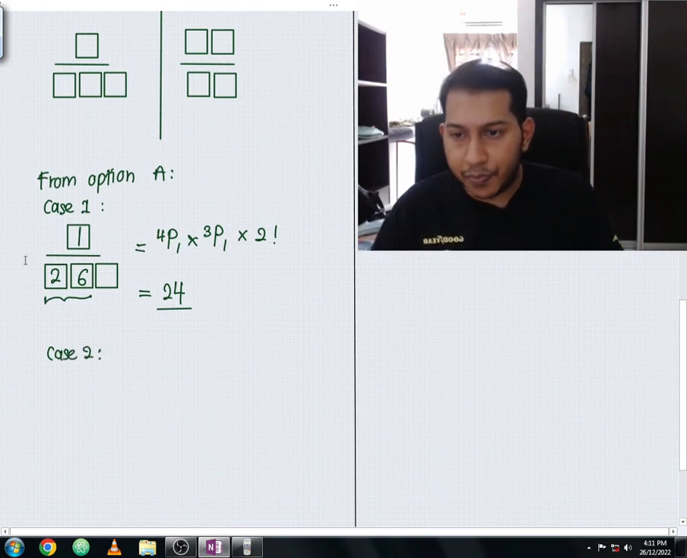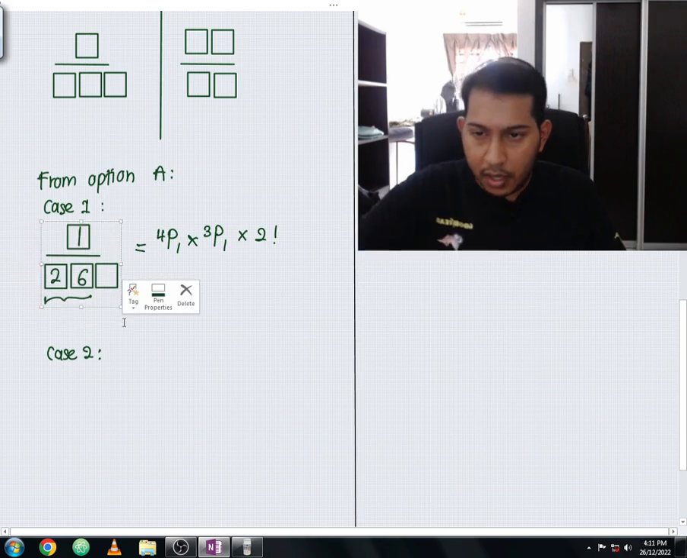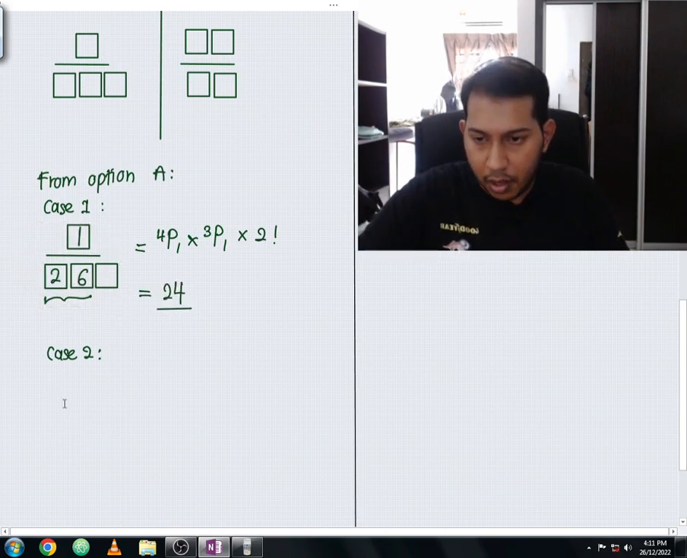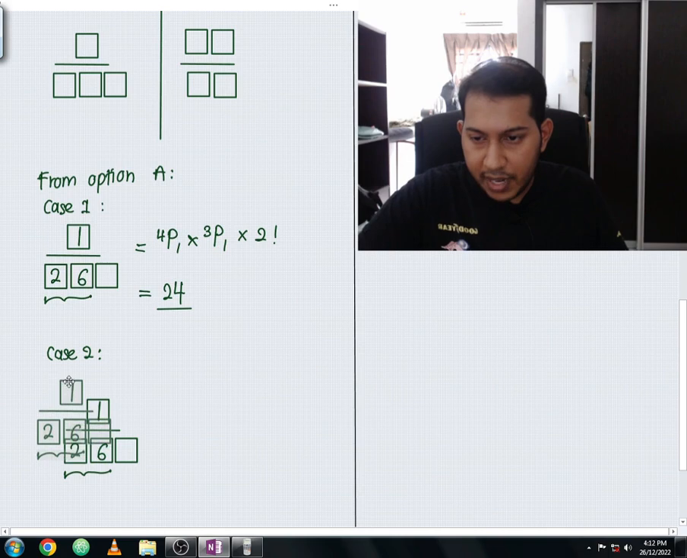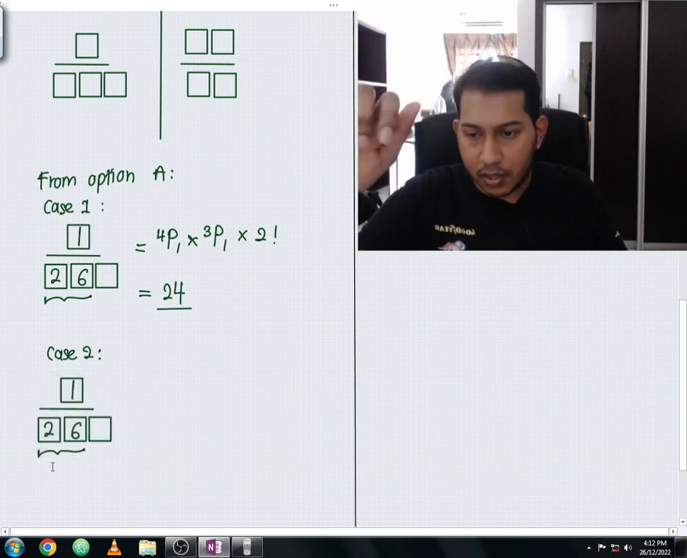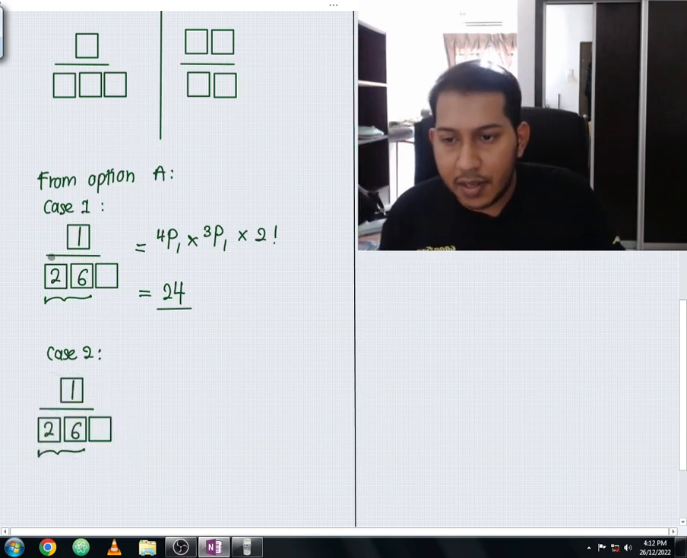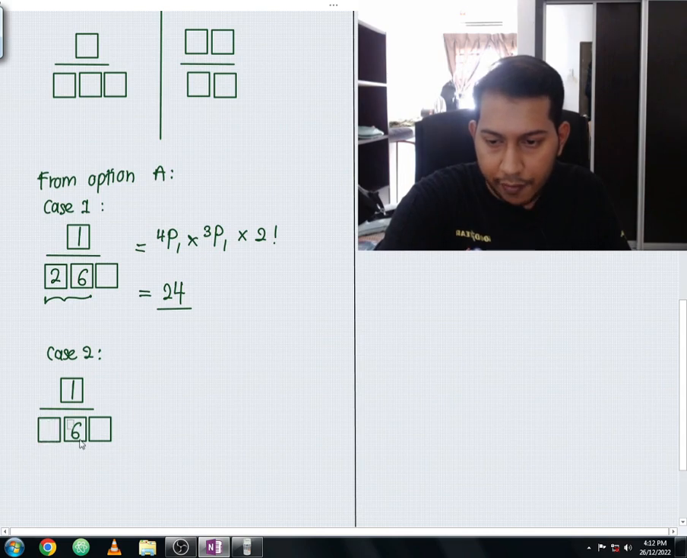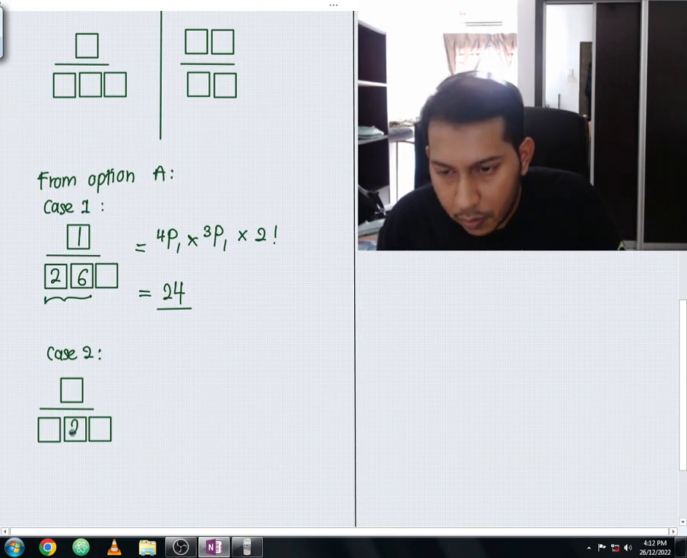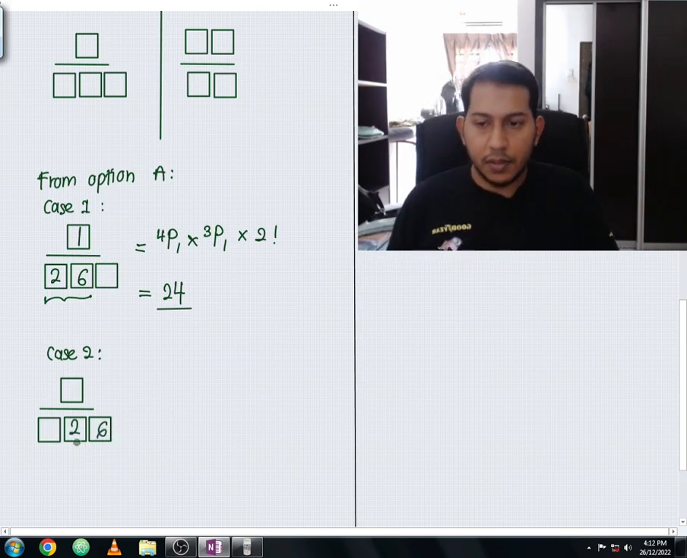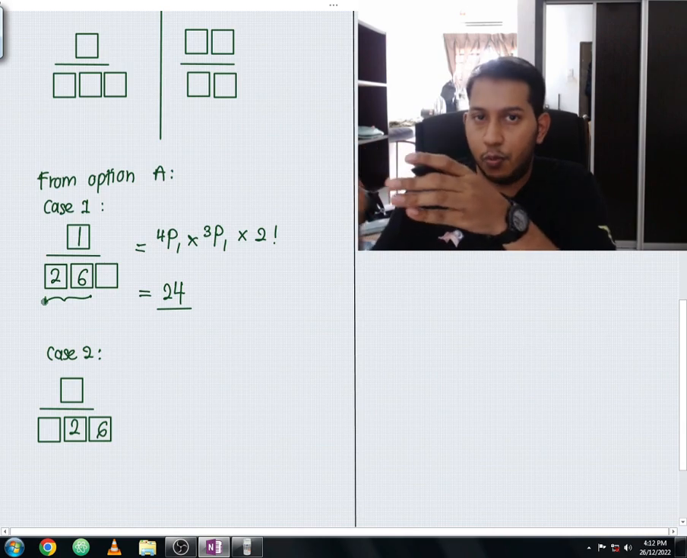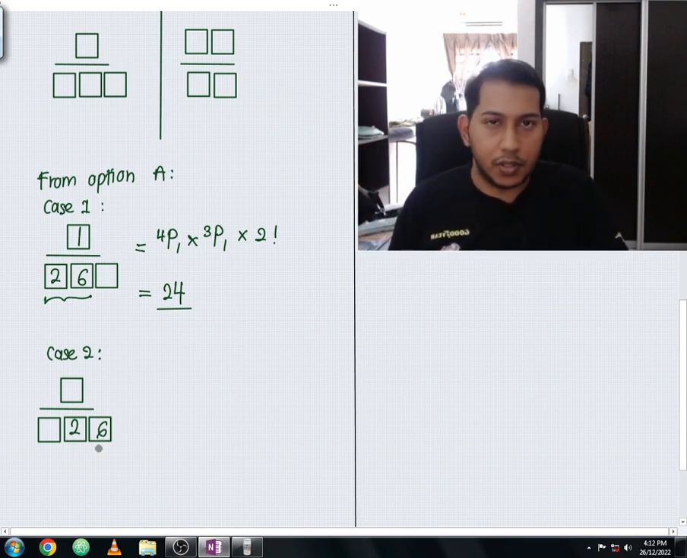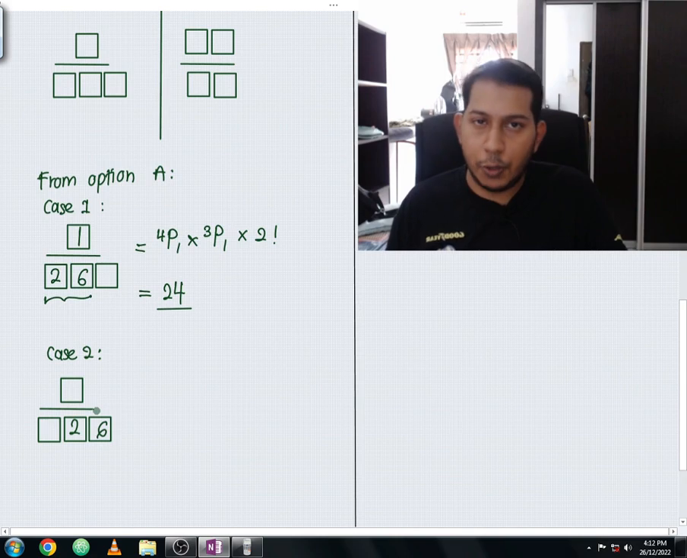Okay, case 2, there will be a scenario where your even numbers are in the second and third box. In case 1, your even numbers are in the first and second box, right? In case 2, they will be in the second and third box. For example, let's say you have your 2 and 6 over here instead. In case 1 you have 2 and 6 in the first 2 boxes, right? Now you have them in the second and the third box over here.